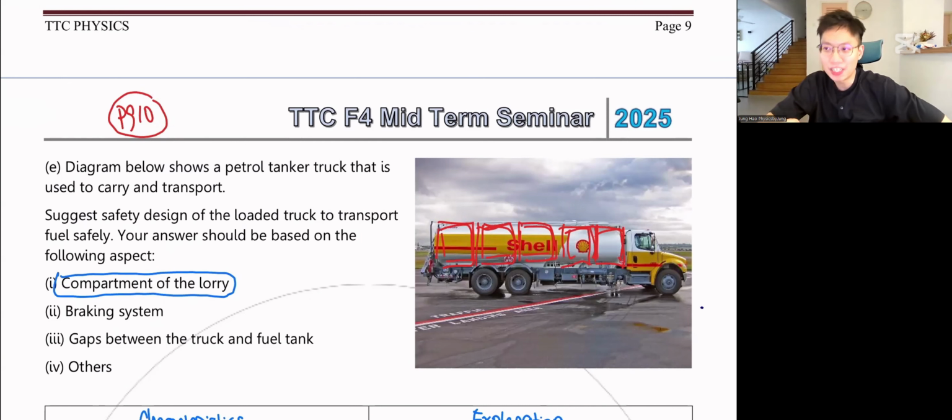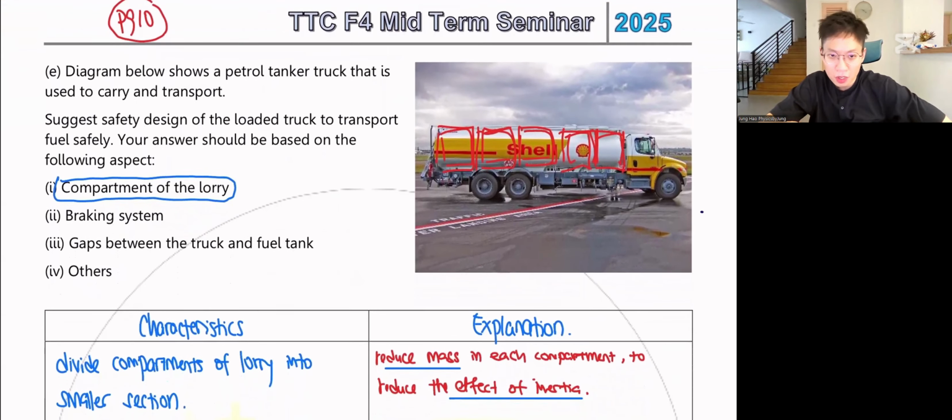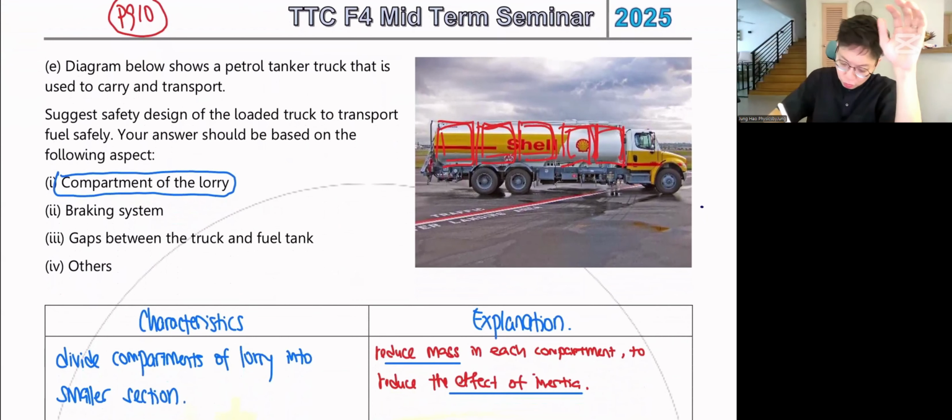Okay, let me show you my strategy. I will write like this. So the characteristic is we want to divide the compartment of the lorry into smaller sections. Okay, so we want to make smaller sections.